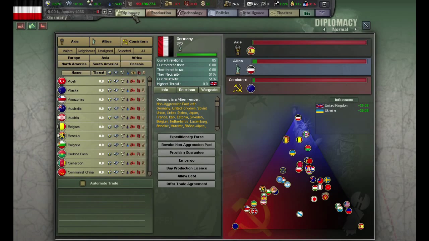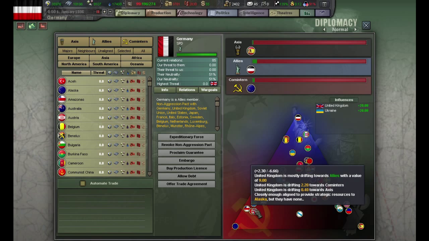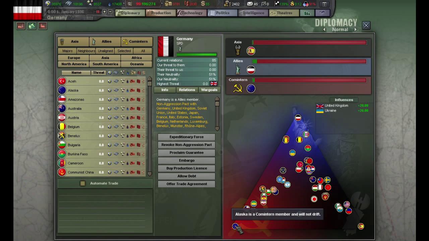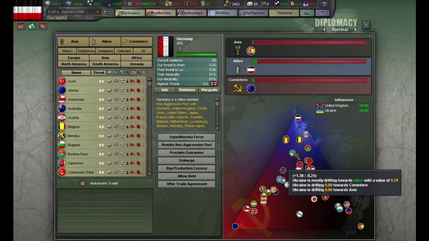The diplomacy screen is external affairs, so it's how your nation talks to other nations. As you can see in the last video, we decided to influence the United Kingdom away from Alaska, because we don't want Alaska to ally the United Kingdom. That would make our conquest much more difficult. And Ukraine is a little bit far out of our reach here.